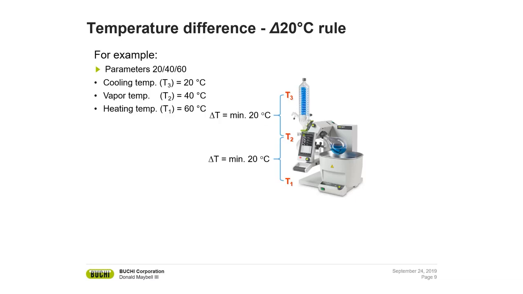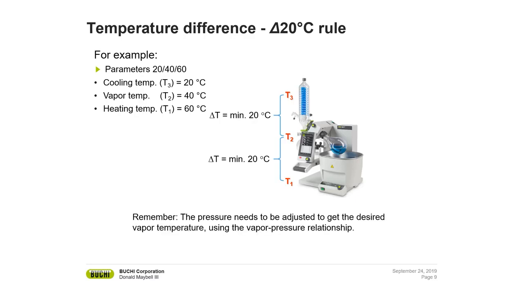And then it also gives you a decent rate, so you don't have to add a whole lot of heat to the sample to overheat it, but you get good distillation rates because the solvent comes over in a nice uniform manner. So pressure needs to be adjusted, so depending on the solvent that you're working with, you'll need to make sure that you bring the pressure down enough so that the vapor temperature is actually at 40 degrees Celsius.